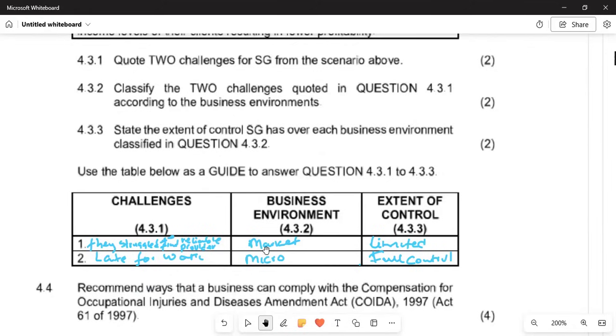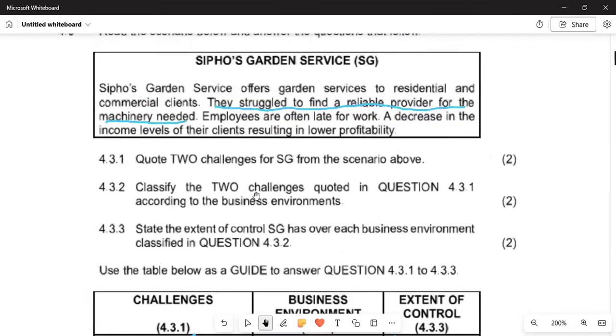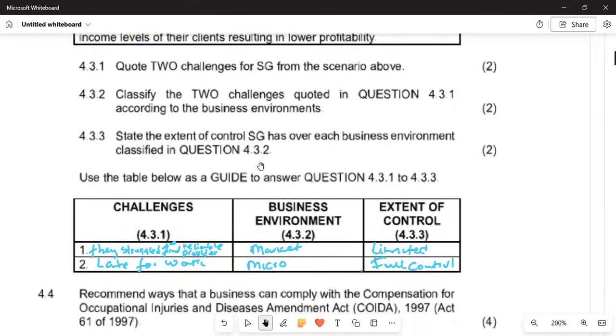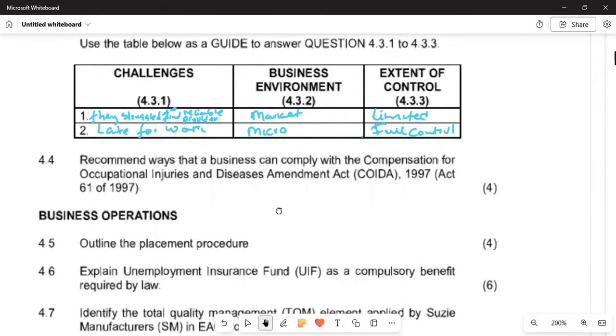So we can go to the scenario and see where we have employees are often late for work. Here it is. So that is how we coded it. So we were to code how many? Two. So now we can move on to another question, 4.4.